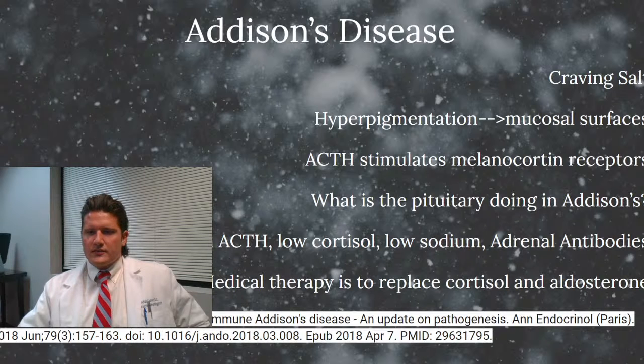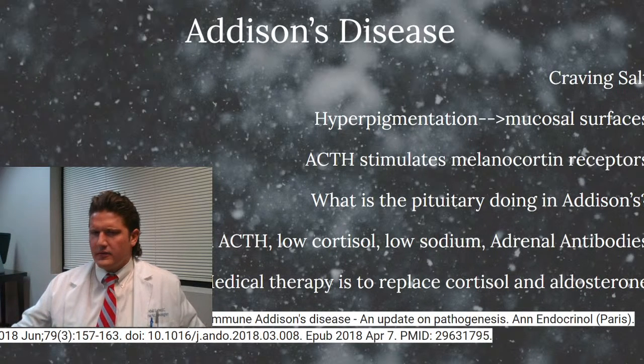The adrenal cortex, as I mentioned, is failing, and so the brain is going to secrete a ton of ACTH, trying to get that adrenal gland to produce adequate amounts of cortisol and other hormones. And in that process, ACTH stimulates melanocortin receptors, and melanocortin leads to hyperpigmentation. So that's where you can see hyperpigmentation in Addison's disease. Sometimes you may see it in the hands, I believe, as well.